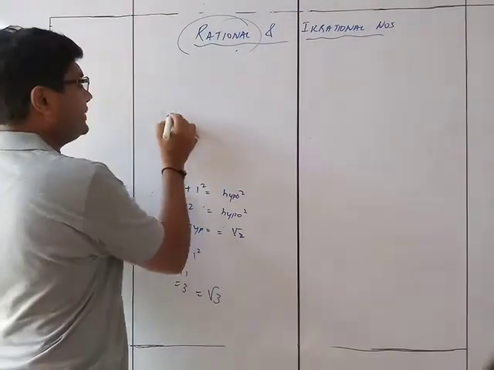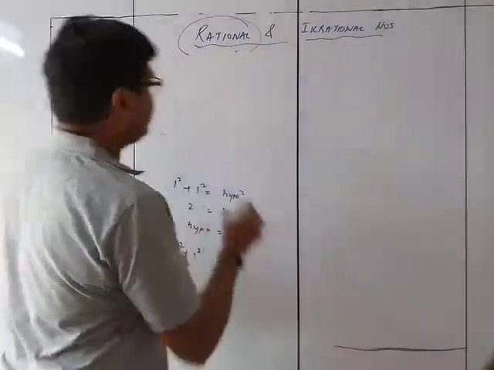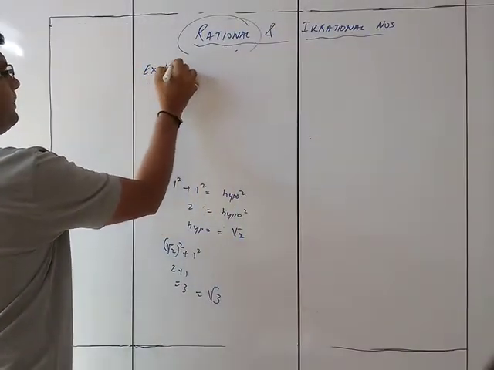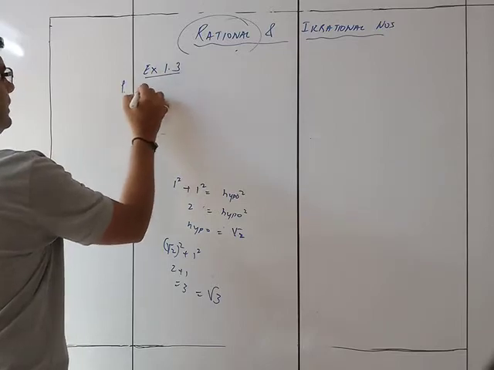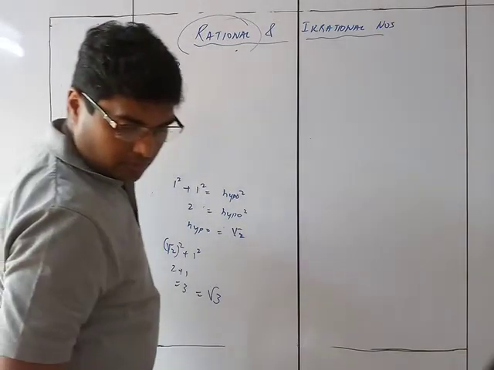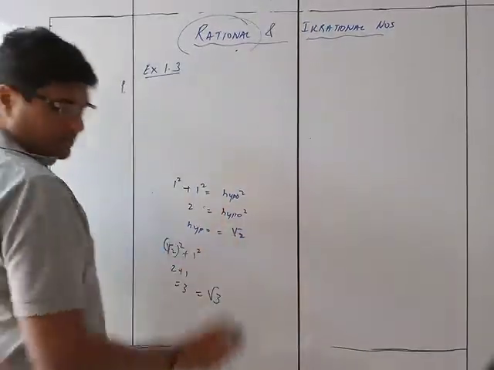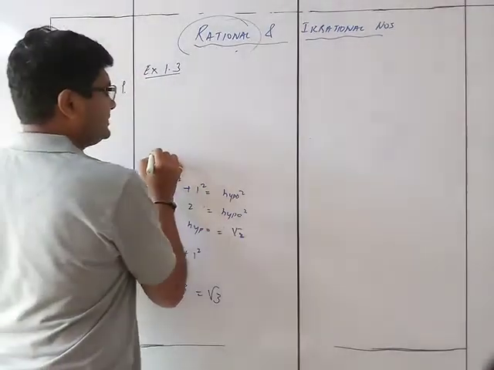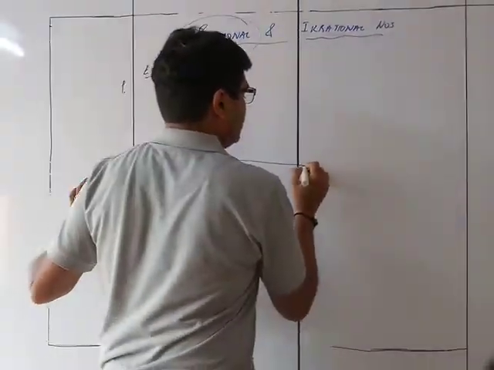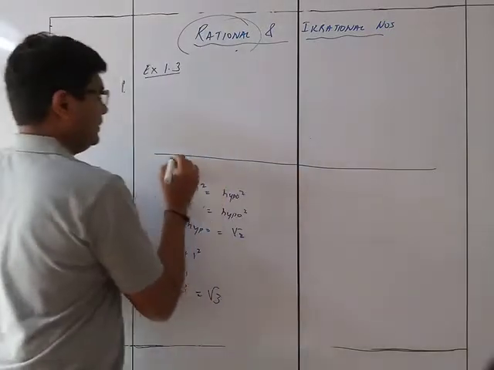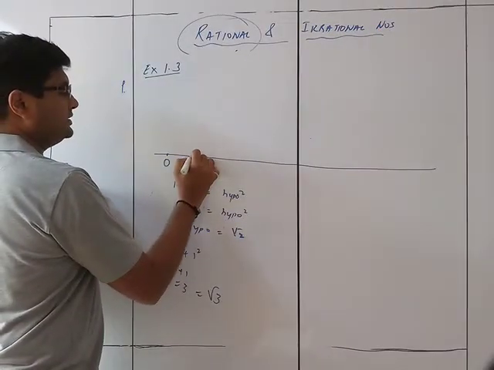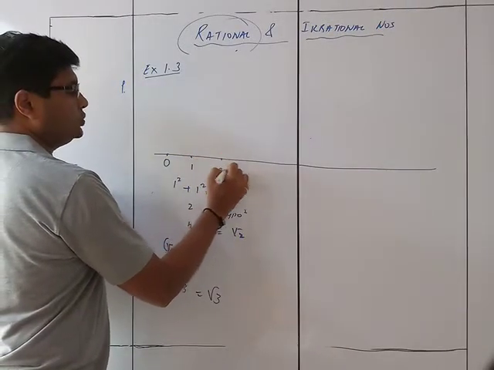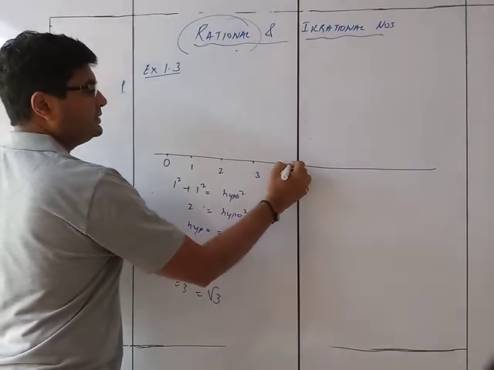We need to draw root 10 and root 17. So it is exercise 1.3, sum number 1, part 1. We'll draw this. We have got this particular number line. This is 0, this is 1, this is 2, this is 3, this is 4.